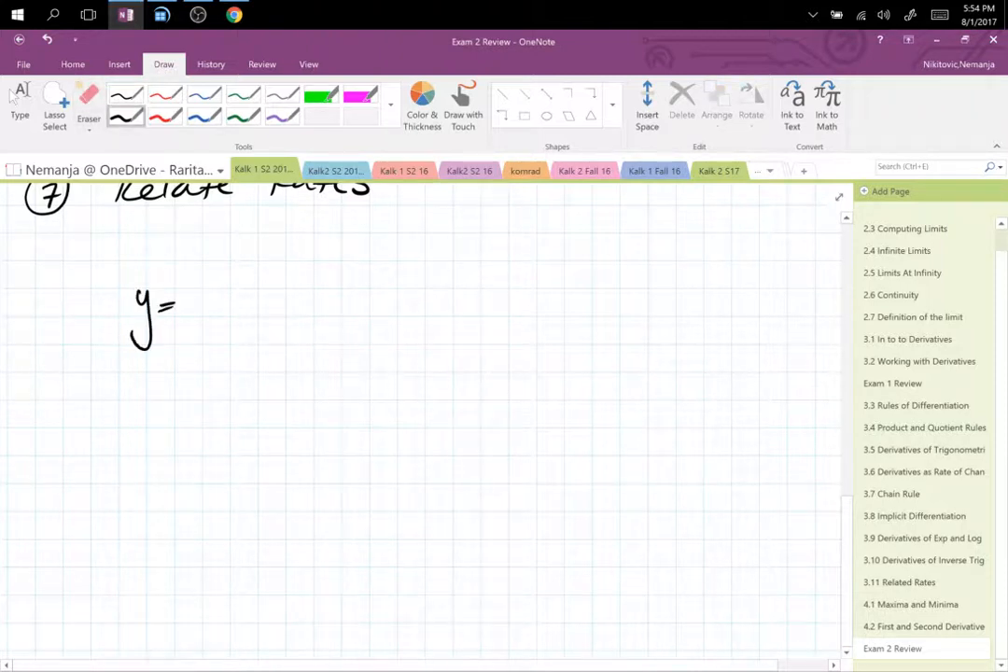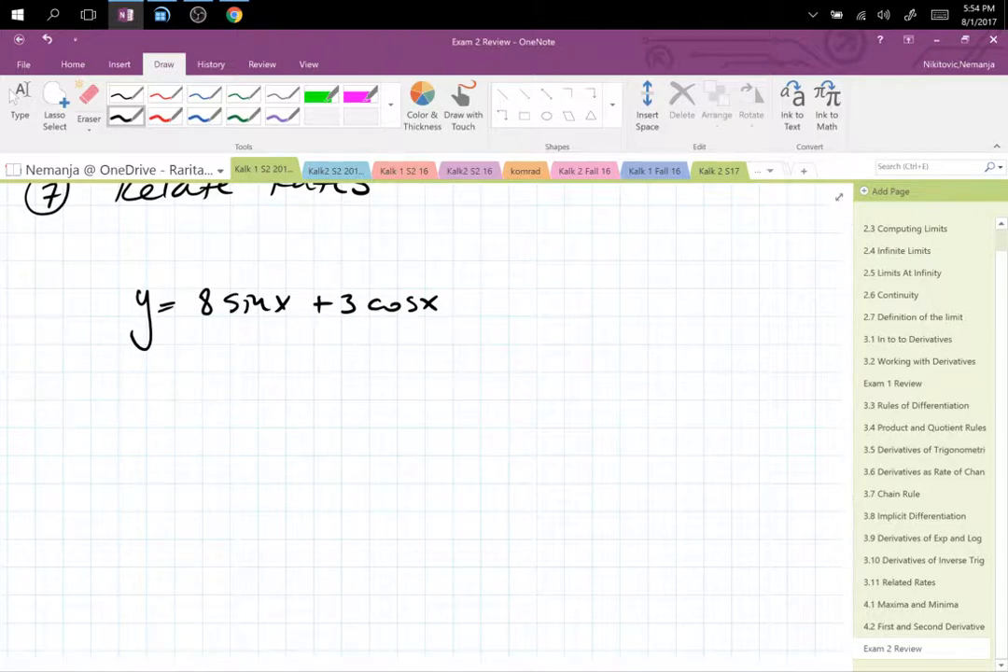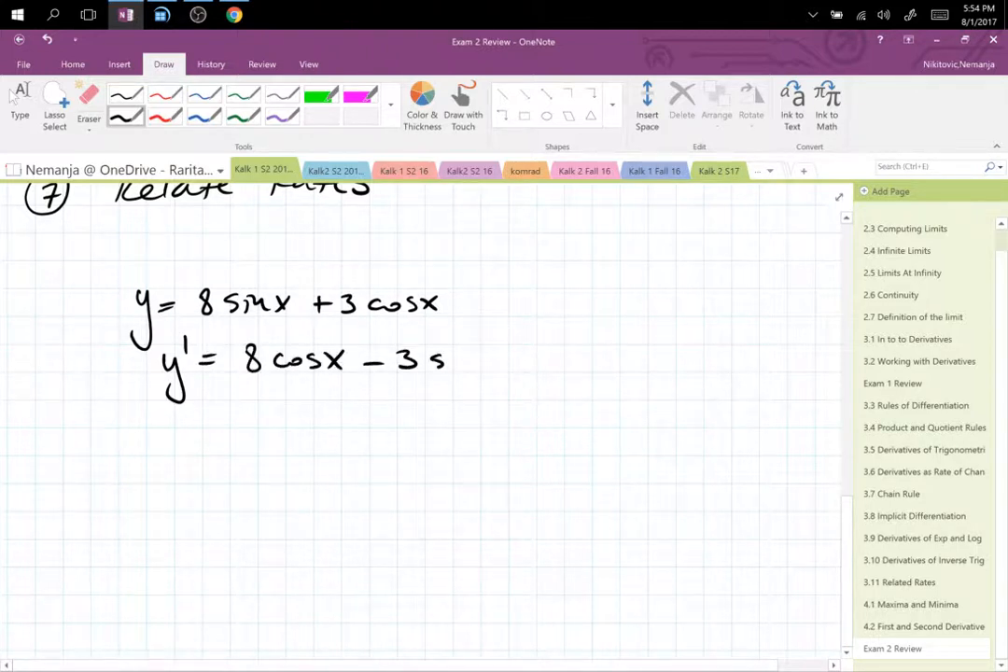So the function is 8 sine x plus 3 cosine x, and you're looking for the derivative, the y prime. So the derivative is 8 cosine x minus 3 sine x. These are two functions that are separated with the plus, so each one is independent.